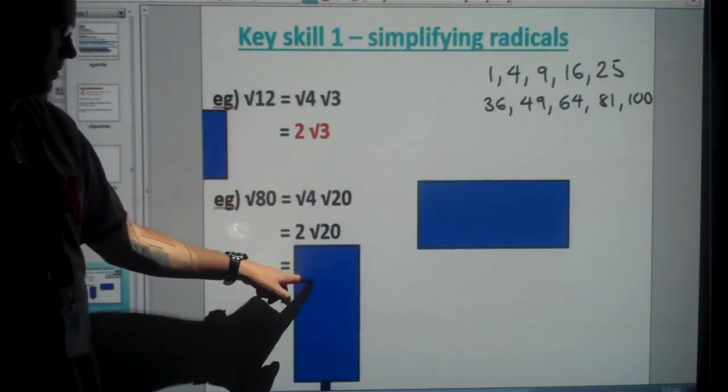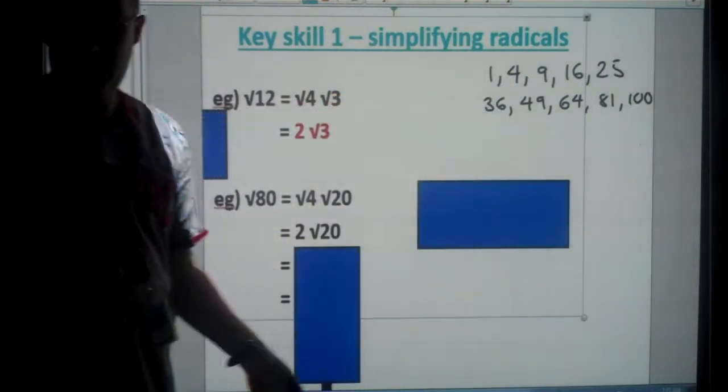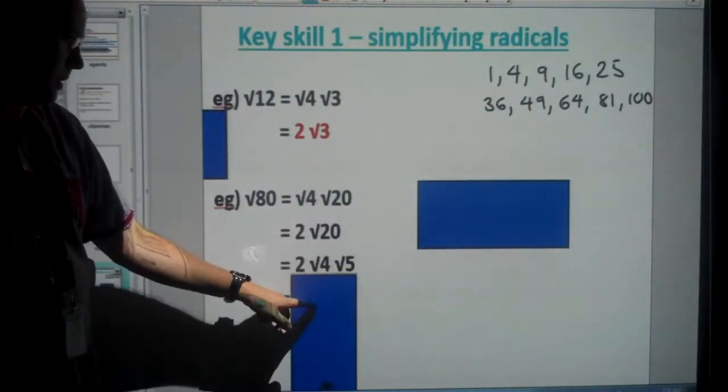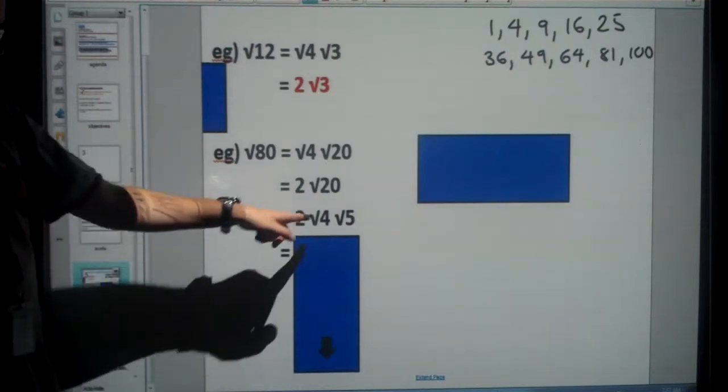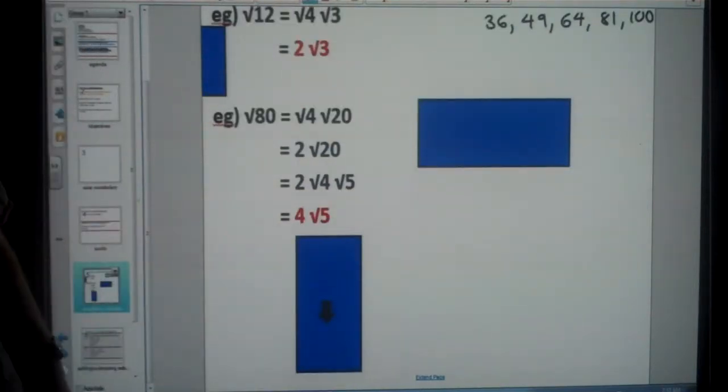and the square root of 4 is 2. And also I can carry on with this because with 20 I notice once again I could use 4 again. I could say this is 4 times 5, and the square root of 4 is 2, times this 2 gives me 4, and once again I managed to simplify that radical.